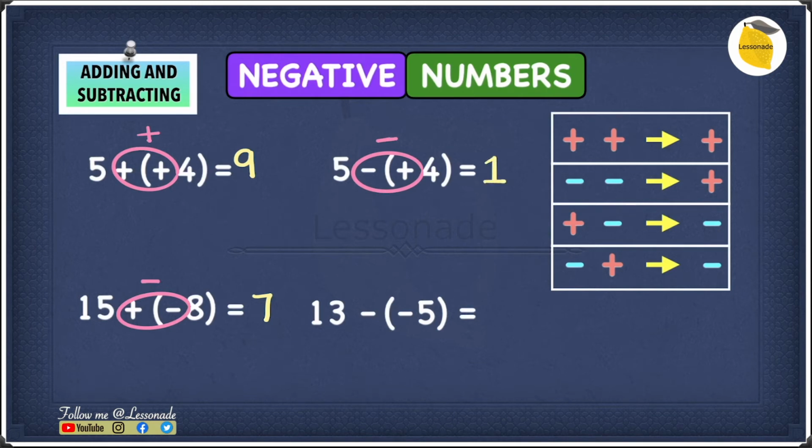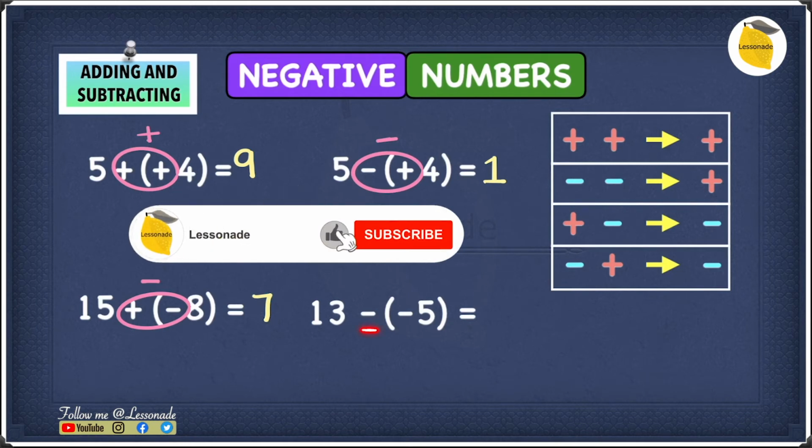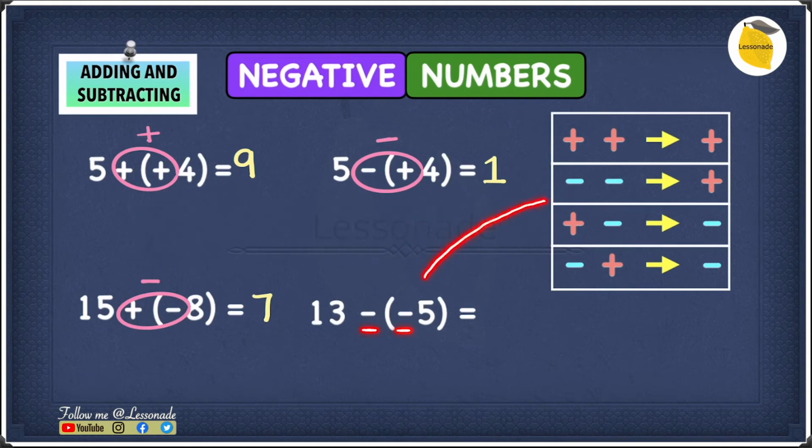And our final example is 13 minus negative 5. In this example, we have two of the same signs. We have a minus sign and a minus sign next to each other. And when you have two of the same signs next to each other, just like over here, two minus signs next to each other means you have to do addition. So which means you will have to do 13 plus 5. And 13 plus 5 will give you 18.